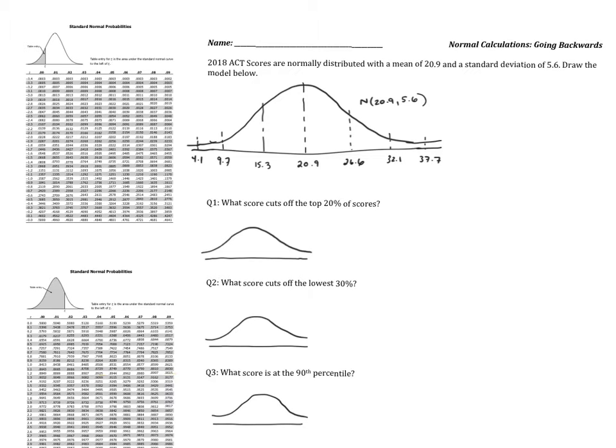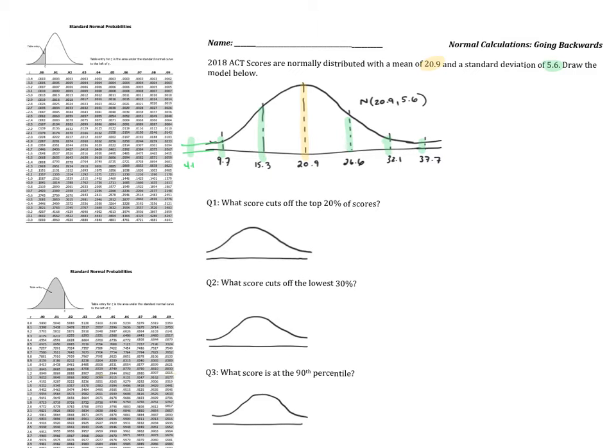In this video, we're going to see what happens when a problem gives you a percentage and you need to find an x-axis value. So this is the 2018 ACT scores are normally distributed with a mean of 20.9, so that went right in the middle, and a standard deviation of 5.6. So that's how I created these values that are 1, 2, 3 standard deviations above and below the mean. Oh, there should be one more. What was it? 4.1. I guess it got deleted. So that one's there. Now this says what scores cut off the top 20% of scores.